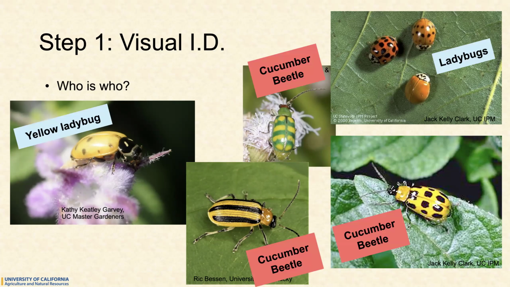Okay, and here are the answers. On the far left, we have a yellow ladybug or ladybird beetle. We also have some orangey red ones on the top right corner. These are not cucumber beetles. They kind of look like them, especially the yellow ladybug, but the cucumber beetles are actually in the center here, these center 3.